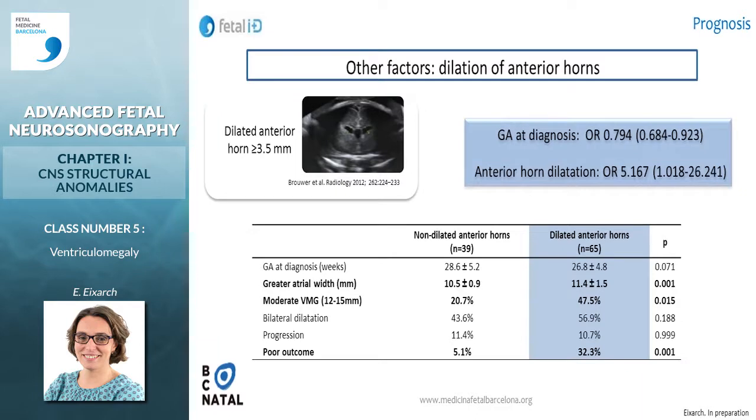And when we evaluated the capacity of association towards outcomes, we found that both dilated anterior horns and gestational age at the moment of diagnosis constituted poor prognosis factors, independently of the size at diagnosis. So when we see a dilated anterior horn, we evaluate these cases more exhaustively, because we found that these cases were later associated with cortical abnormalities. So we don't take it into account to give a poor prognosis, but to evaluate the case exhaustively and assess the cortical development.